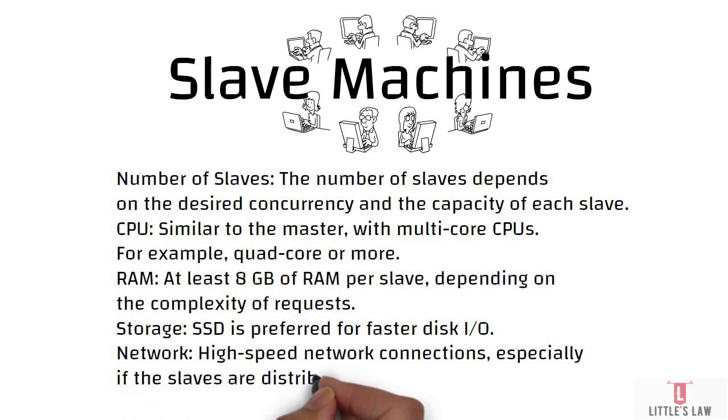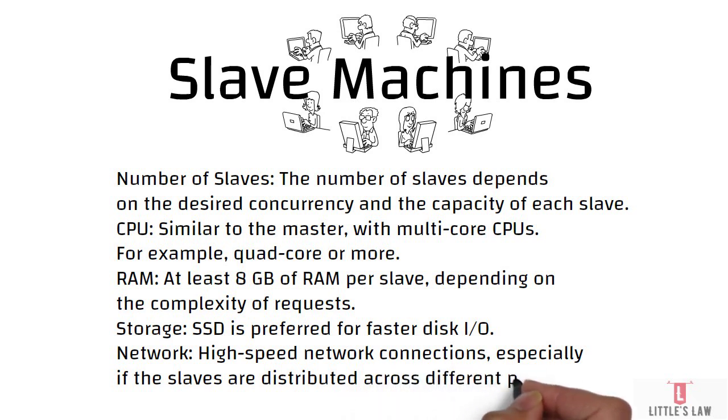Now it's the RAM, so the memory allocation. Each slave should have sufficient RAM to handle the complexity of the test plan and the number of users it is simulating. At least 8 GB of RAM per slave is a good starting point, but this can vary based on the test plan's complexity, and more RAM may be necessary if the test plan includes heavy listeners, large data sets, or extensive samplers. And then when it comes to storage, SSDs are preferred for the slave machine due to their faster read write speeds, which are crucial for handling input output operations during test execution.